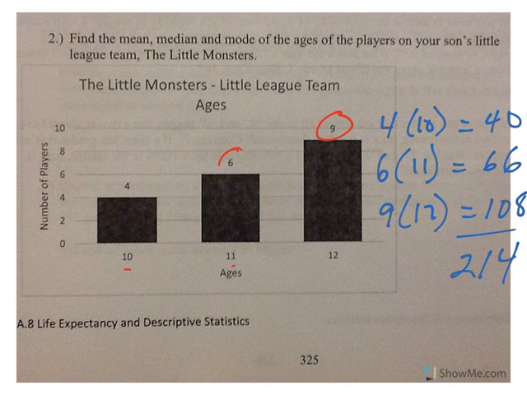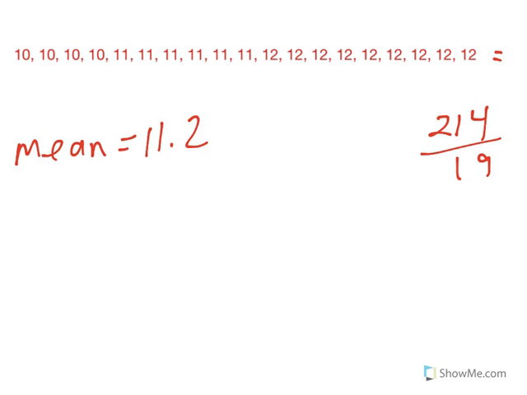Now, there are 9, 6, and 4. Together, I have 19 little players, little monsters. I would divide by 19 to get our mean. If you go to this page and you add them all up, you will get 214 divided by 19. So either way you look at it, your mean is 11.26.